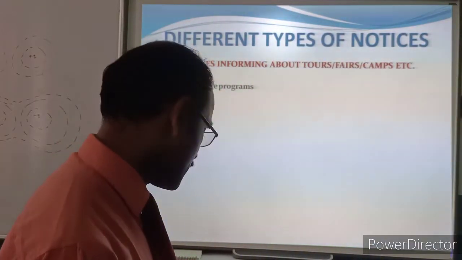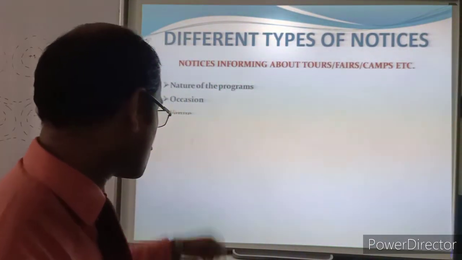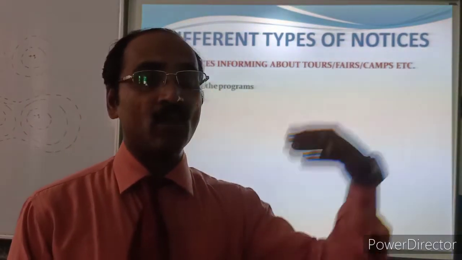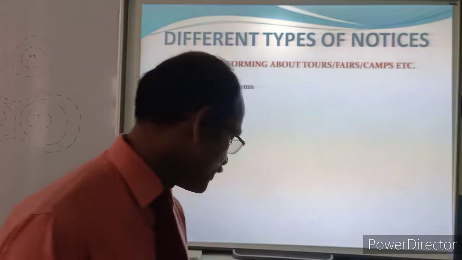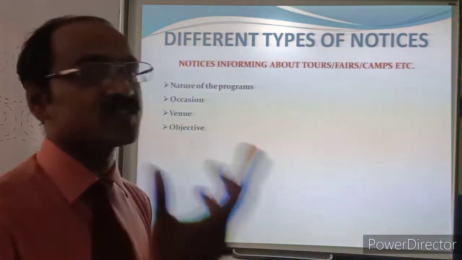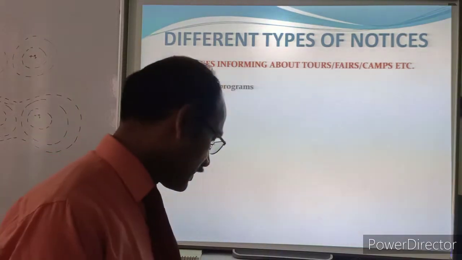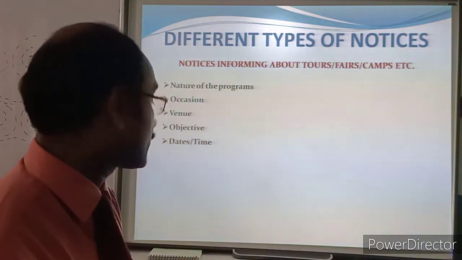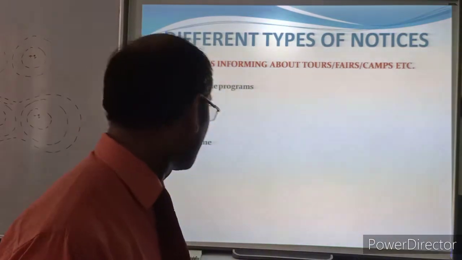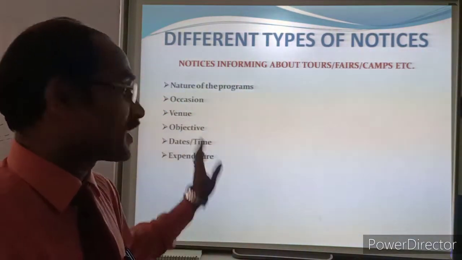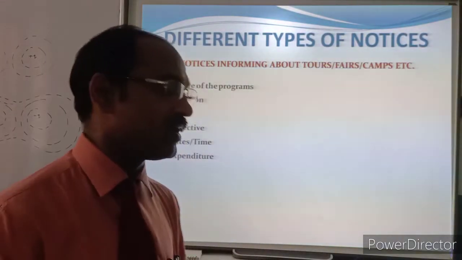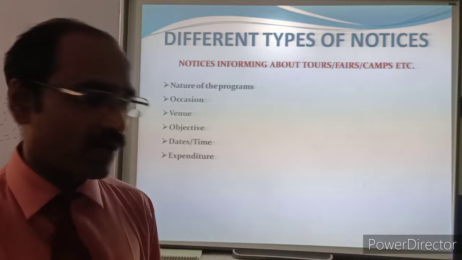Then the occasion: what is the occasion? Venue: where are you going to conduct, where are you going for the tour or camp? And objective: what is the purpose? Maybe a study tour. Then date and time: which date and which time you will start. Then expenditure: what is the total expense of the tour? Maybe 1,000, 5,000, 1 lakh, like that.